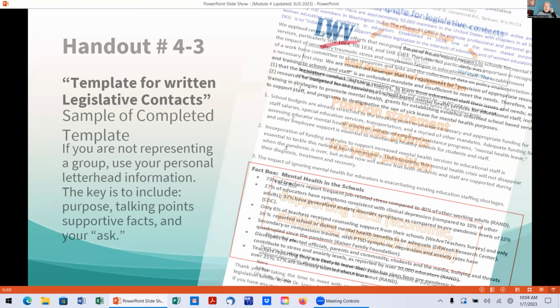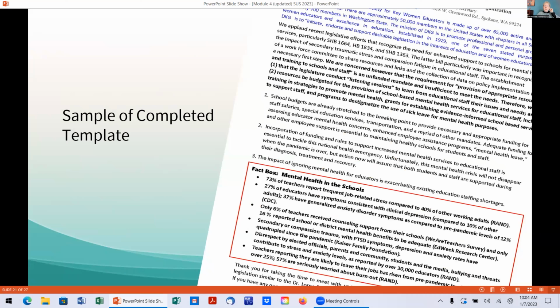Here's an example of one that we have used in our Washington State DKG organization in talking to legislators about concerns around mental health. You will see that it has the information that we've specified: our ask, our purpose, the stories that we have. And I want to share this template came to us from the Washington State School Retirees Association, and it's been really effective in their advocacy work with the legislature.